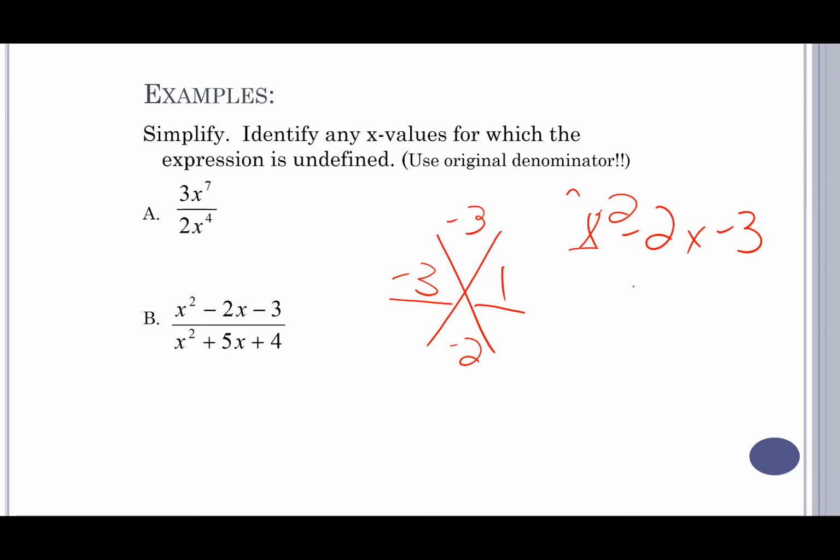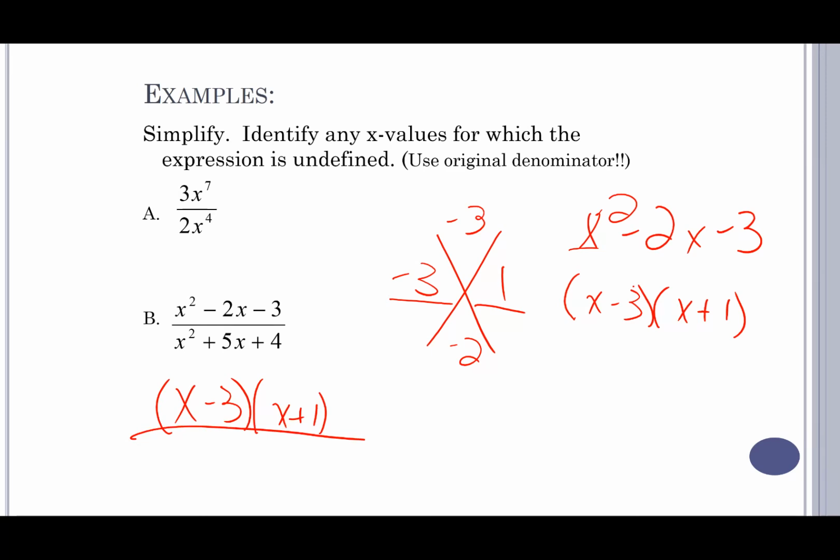And since a is 1, because it's 1x squared, that means these are my direct factors: x minus 3 and x plus 1. X minus 3 because it's negative 3, and x plus 1 because it's positive 1. So that's my numerator. My numerator is x minus 3 and x plus 1. Now it's time to do the denominator.